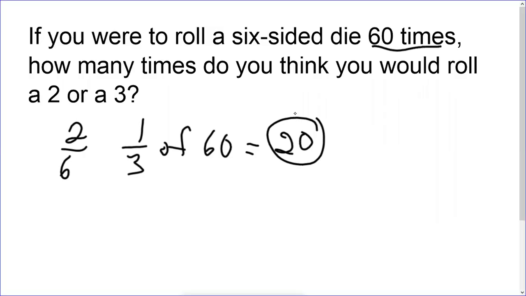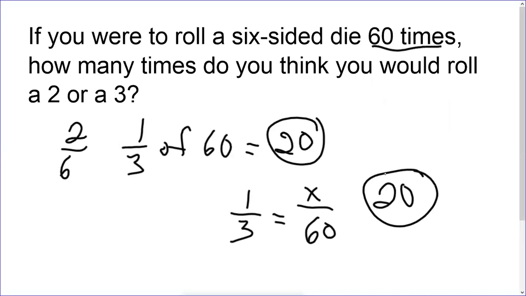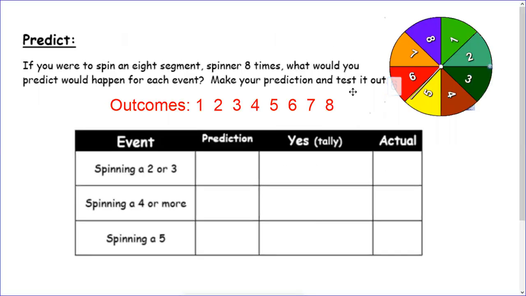And you could also set this up as a proportion. If the probability is 1 out of 3, and you were going to roll that 60 times, you could predict that 20 times it would be a 2 or a 3. All right, let's do a spinner activity.